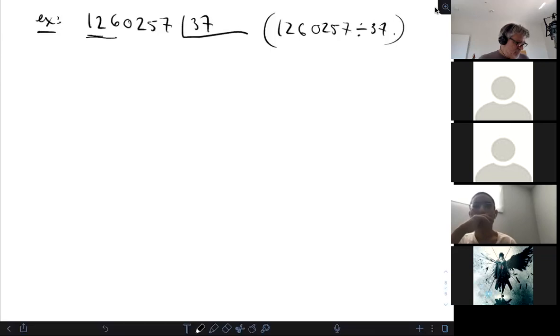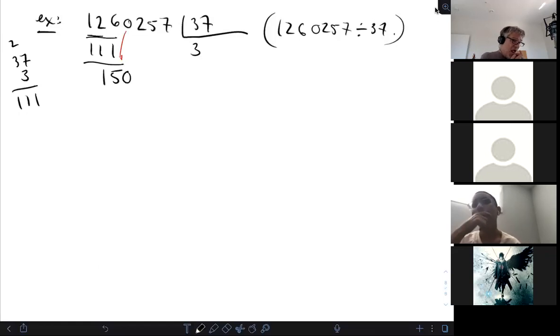3 times 4 is 12. That's too big, so it'll be 3. 3 times 37 is 111. Okay, I subtract. That's 5. That's 1. I bring down the next digit. So that's 150.